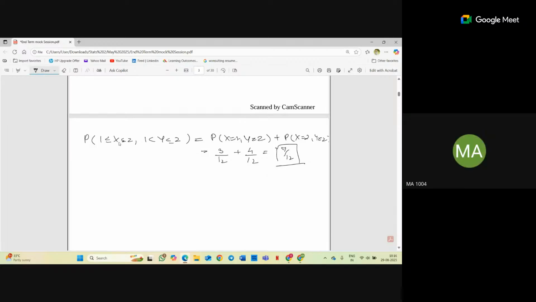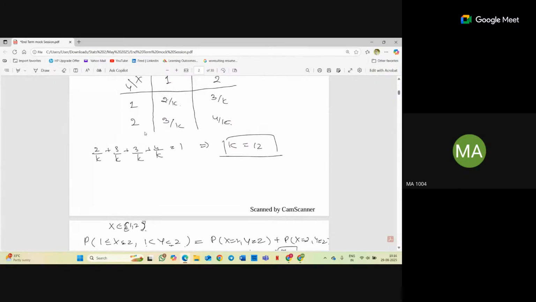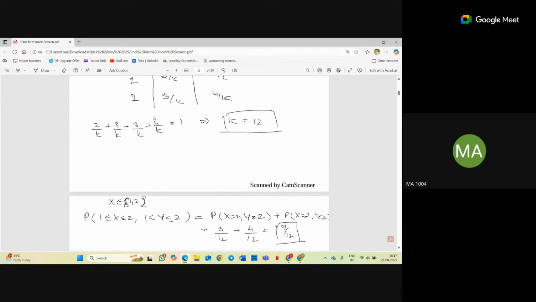We are asking what is the probability that my value of x is... two values are there, right? 1, 2. It's in that range. And y is also going from 1 to 2. Now we need to find out that my x is taking values from 1 and 2, and y is going from greater than 1 but less than or equal to 2. So in general, what are the values that I am having? I am having 1 and 2 only.